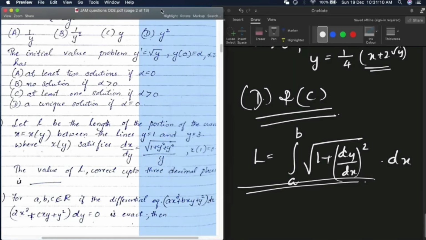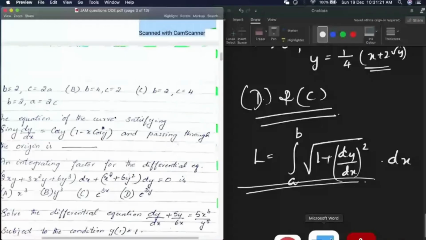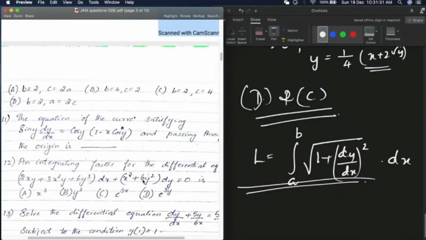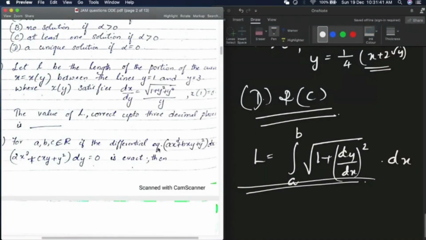So here you are asked to find the value of L actually. The next problem is to find the value of L correct up to 3 decimal places. So you have numerical entries also in JAM. One question is of that type.